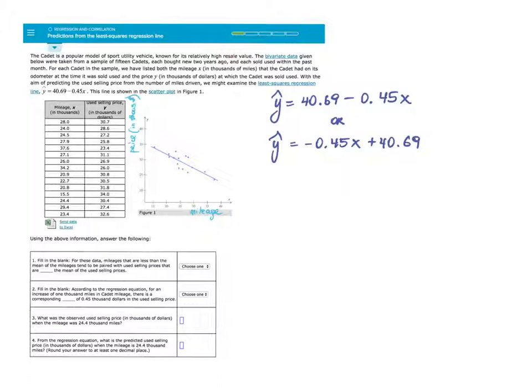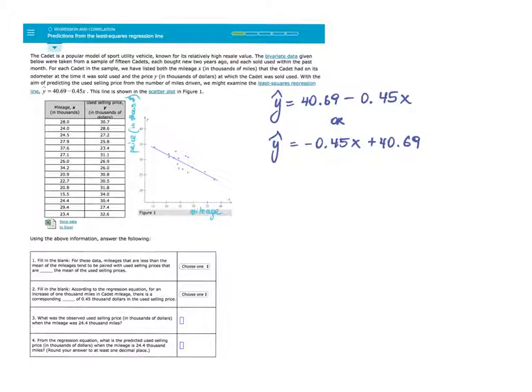Fill in the blank. For these data, mileages that are less than the mean of the mileages tend to be paired with used selling prices that are either less than or greater than the mean of the used selling prices. So we need to choose the right option here.